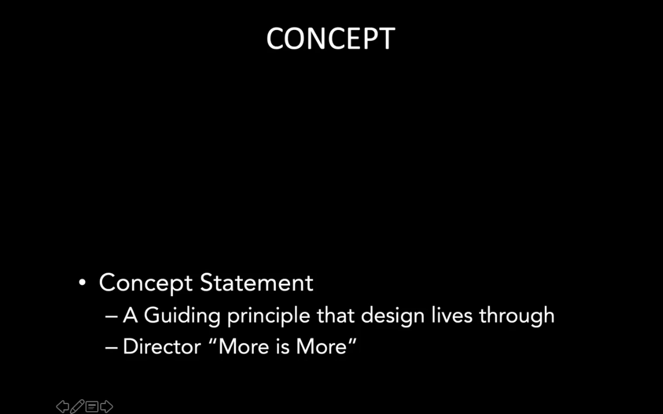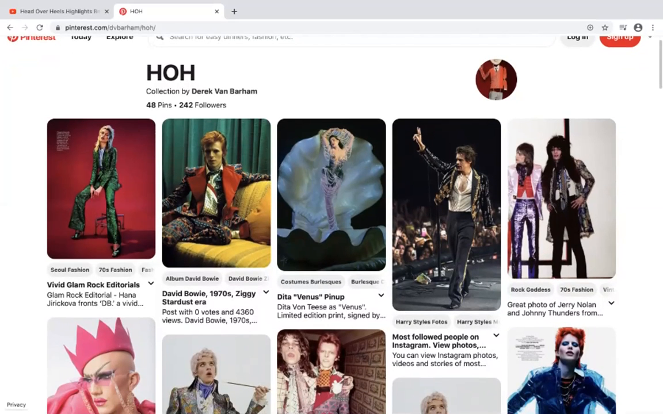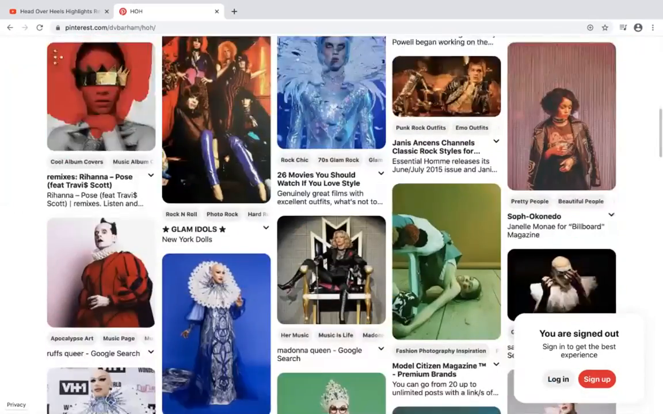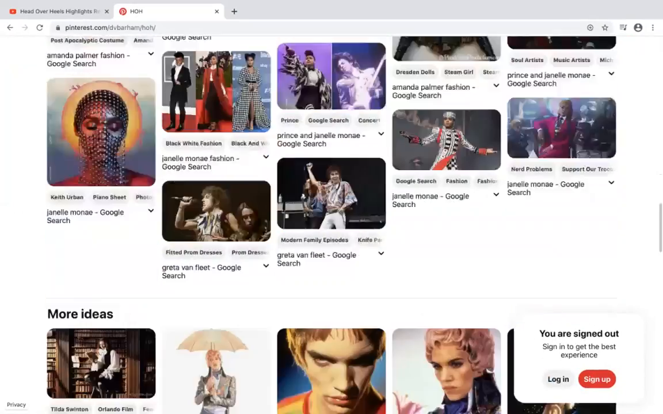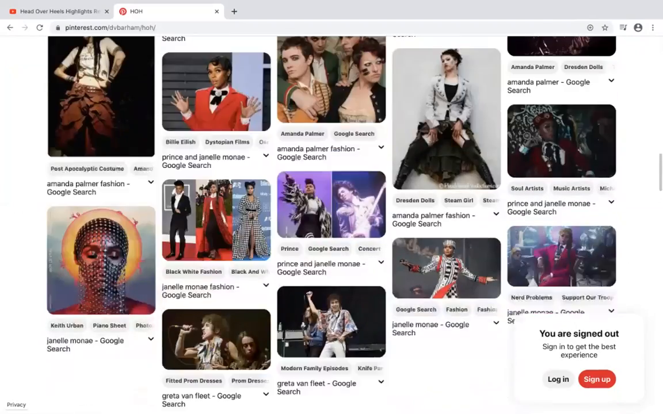This is the director's research for Head Over Heels. He did it in a Pinterest board and it's still available. So I went through it. This is the general guidelines that he's giving us.